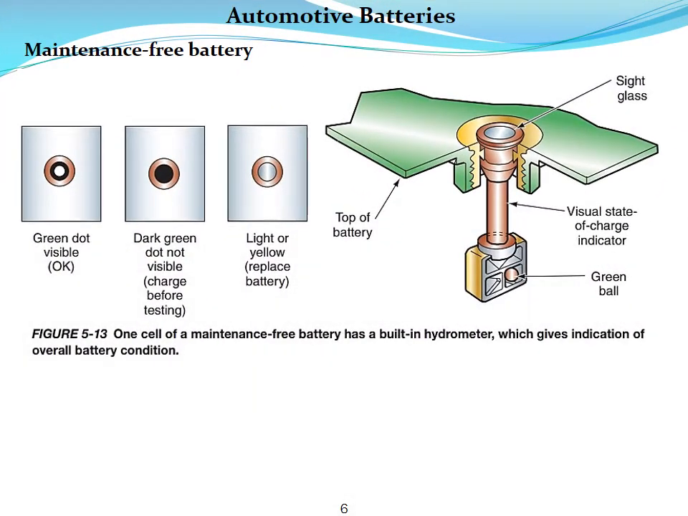Now we see the built-in hydrometer, which gives an indicator of overall battery condition for a maintenance-free battery. We see here in the left side figure, the green dot visible means that the battery condition is okay, and if there is a dark green dot, then the battery is in good condition.